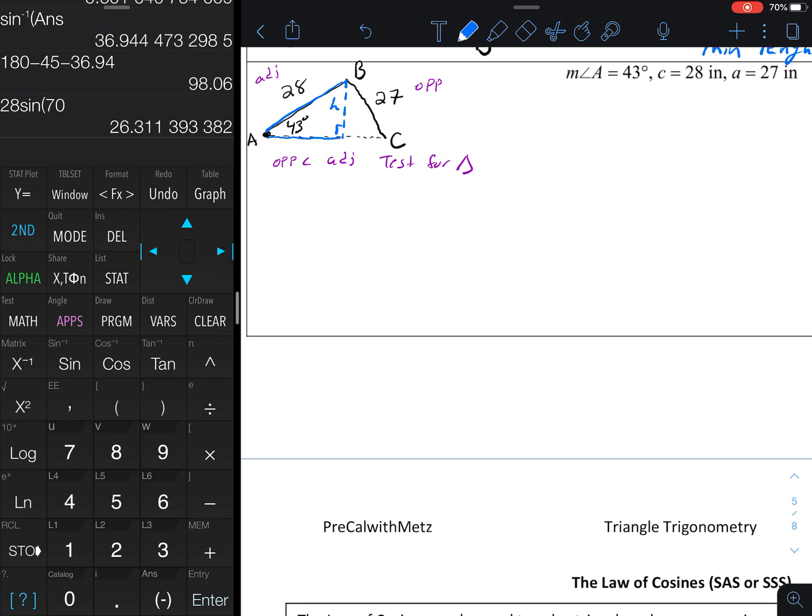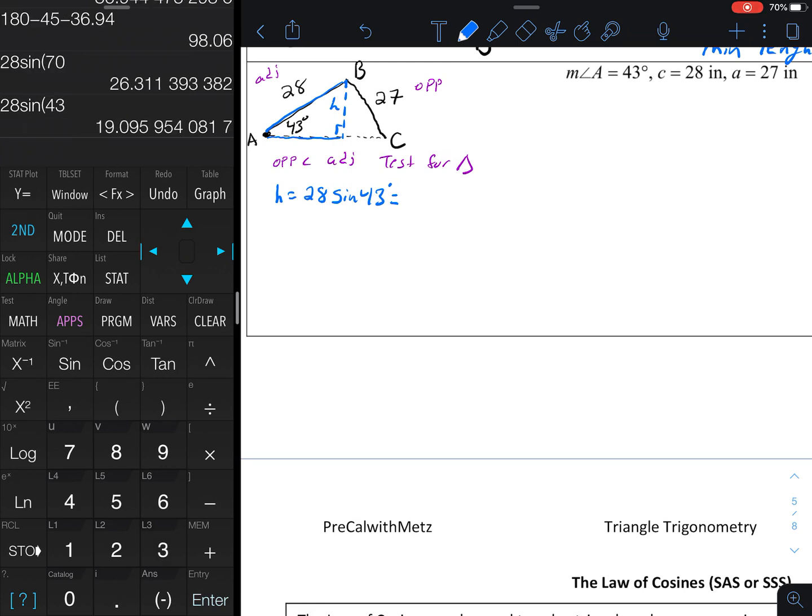So you have 43 opposite H, hypotenuse 28. So I'd use sine. H is going to equal 28 times sine of 43. So 28 sine of 43 gives me 19.1. That's my minimum length required. Well, we got 27. Since 27 is greater than the minimum length required, we actually have two possible triangles here.